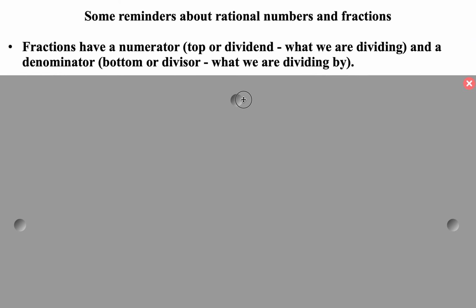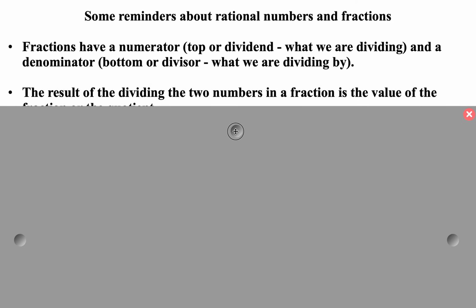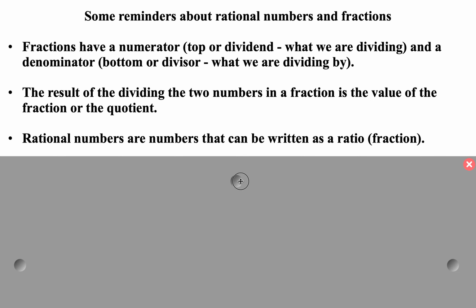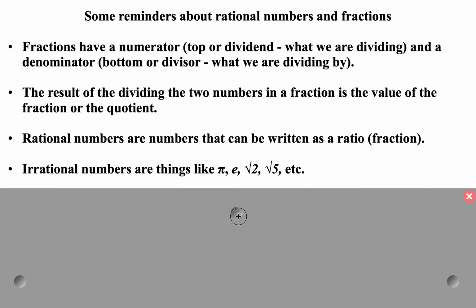Rational numbers. Fractions have a numerator, top or dividend, what we are dividing, and a denominator, bottom or divisor, what we are dividing by. The result of dividing the two numbers in a fraction is the value of the fraction. So if I mention the value of a fraction, I'm talking about what the result is, or the quotient. Rational numbers are numbers that can be written as a ratio. So if you think about 1/2, it's a rational number. There are certain numbers that cannot be.